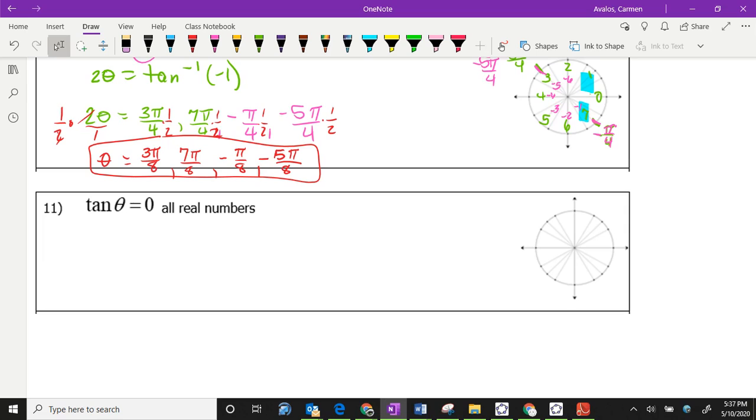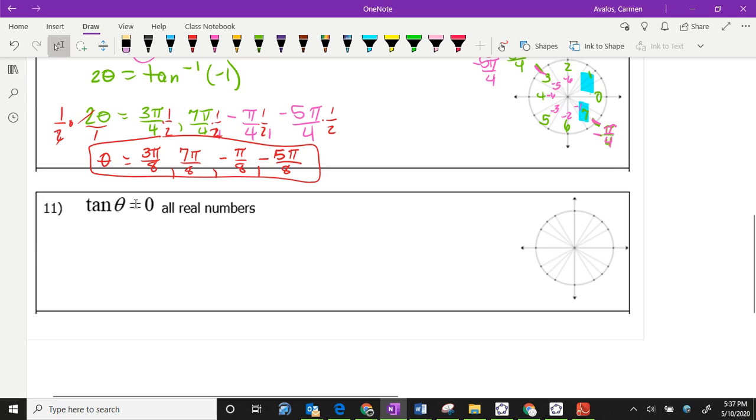Okay, so here's the question. Notice how in this problem, tangent theta is equal to 0 and all real numbers. Notice how we are not giving a restriction. And so we want all real numbers. Now we're going to keep that in terms of radians, because it's much easier to do them in terms of radians than in degrees. Well, we just want to get used to radians anyways.